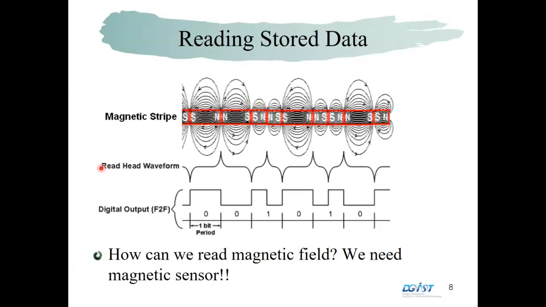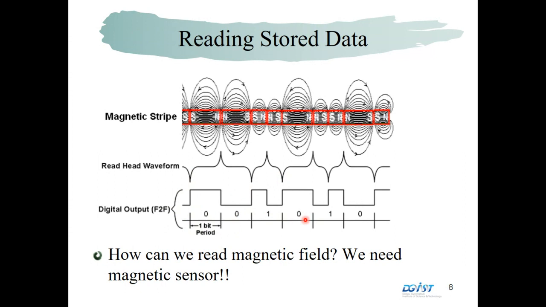So when we read the magnetic field on this surface, we obtain such peaks. And we can convert it to the digital output corresponding to 1, 0, 0, 1, 0, 1, something like this. So with this idea, we can store digital information on a magnetic surface.